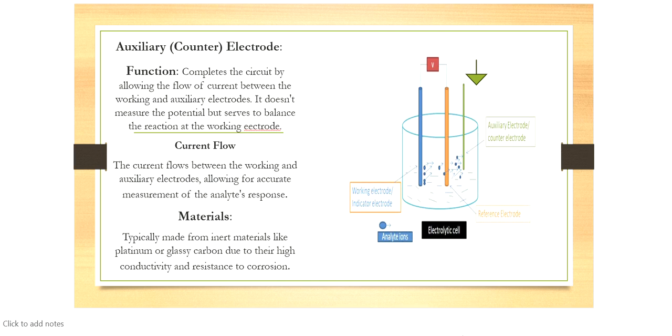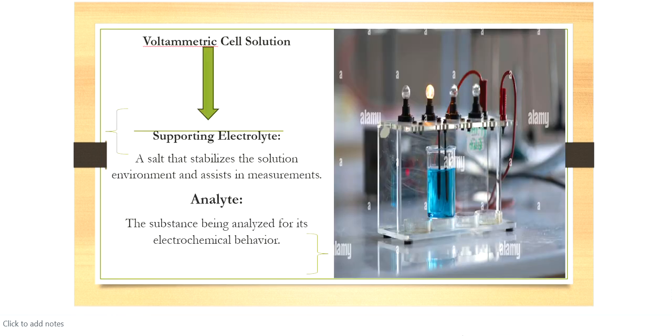Now the last one is the voltammetric cell solution. The voltammetric cell solution is basically made up of supporting electrolytes and analytes. Supporting electrolytes stabilize the solution environment and assist in measurements. And the analytes are the substances being analyzed for their electrochemical behavior. The analyte is the substance whose concentration we want to measure in voltammetric experiments.